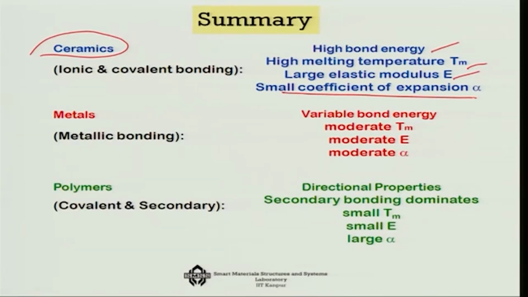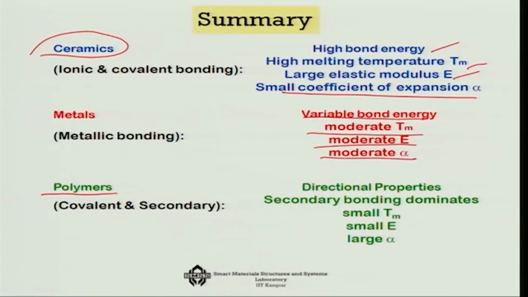For the metals, which have a different kind of bonding, it is somewhat ionic in nature, but it is not between dissimilar atoms, but in the same atom itself. So, there you will see that the bond energy varies, although it is not as high as the ceramics, it is still significantly high, and that is why you get a moderate melting temperature, slightly lower than the ceramics, moderate modulus of elasticity, and moderate coefficient of expansion. The coefficient of expansion here is of course higher than that for the ceramics.